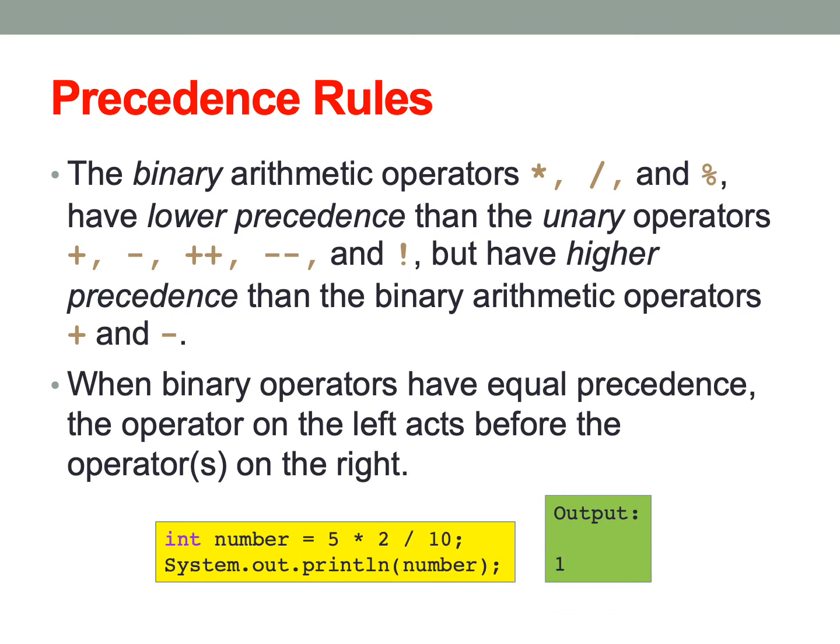When binary operators have equal precedence, the operator on the left acts before the operator on the right. For example, when we have multiplication and division, they have equal priority, so whichever appears first will be used. In this example, we have int number equal to 5 times 2 divided by 10. So 5 times 2 will be done first, and only then the division. So when we run this code, the output that we will get is the value 1.